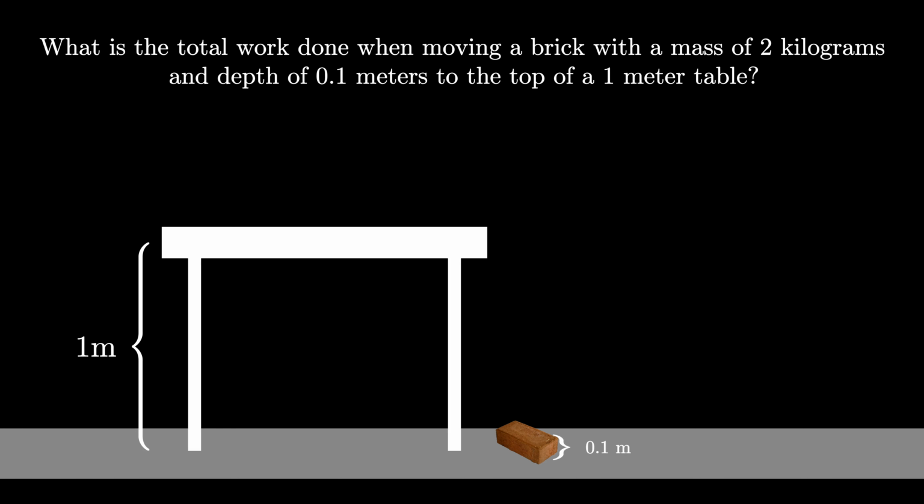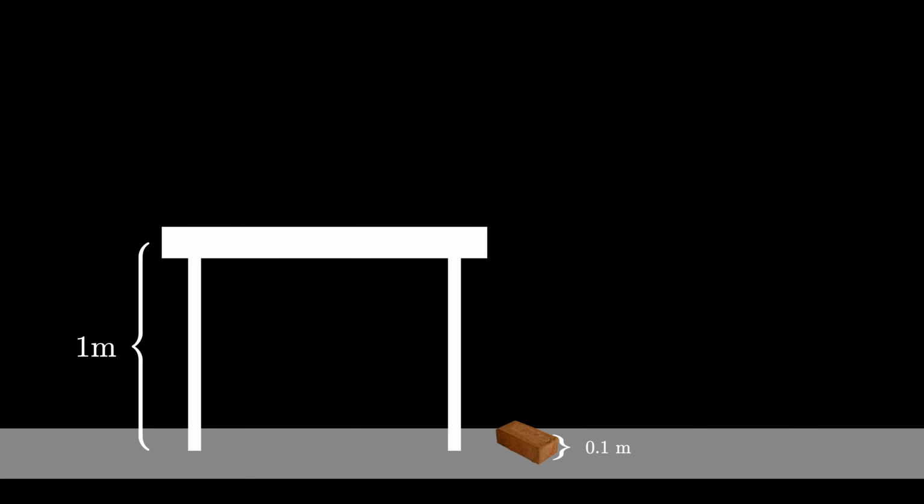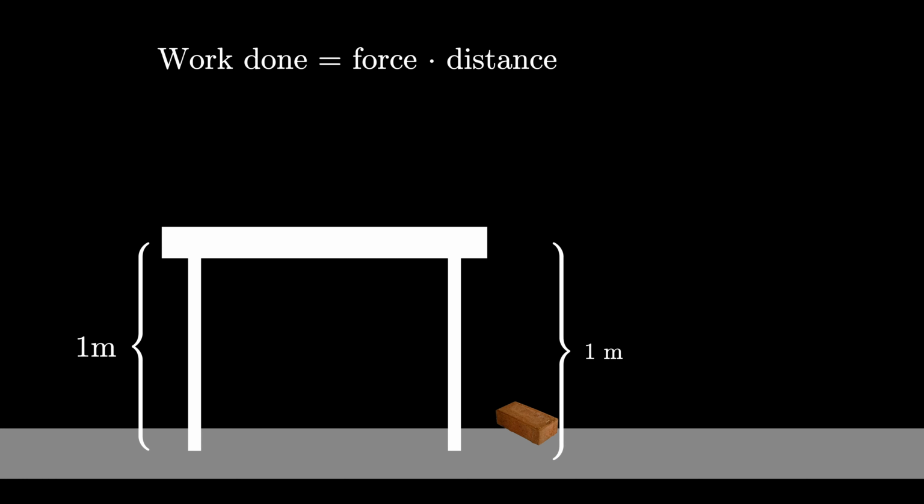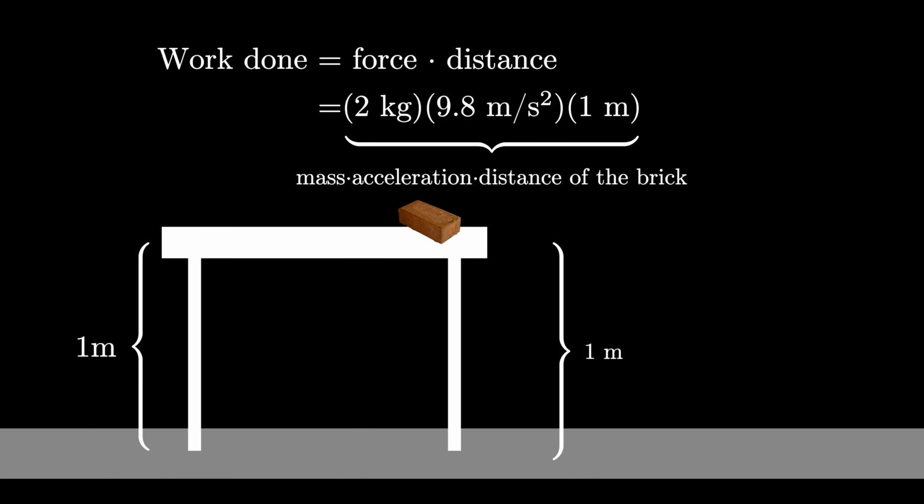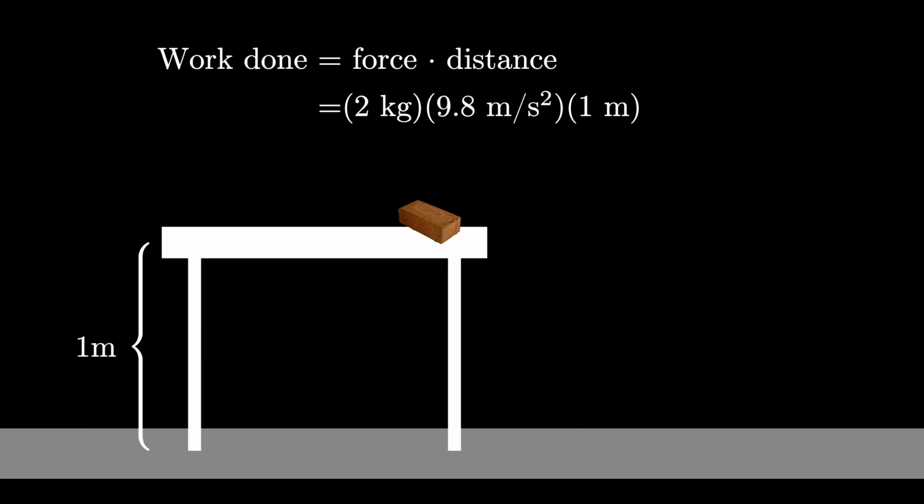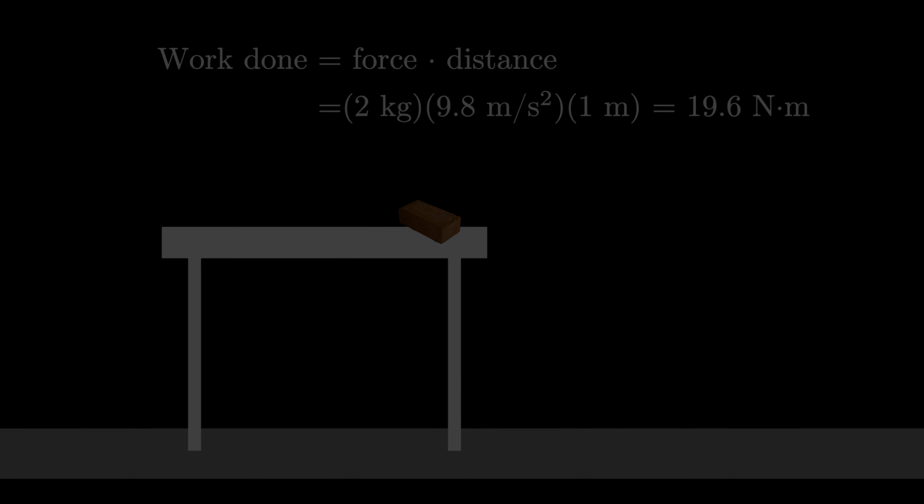The general law in this case, where the force and the distance are both held constant, says that the work done is equal to the product of the force acting on the brick and the distance the brick moves. So in this situation, where the brick moves 1 meter, the force is 2 kilograms times the acceleration due to gravity, which is 9.8 meters per second squared, and the distance is 1 meter. So the work done in this case is the product of those numbers, which is 19.6 Newton meters.